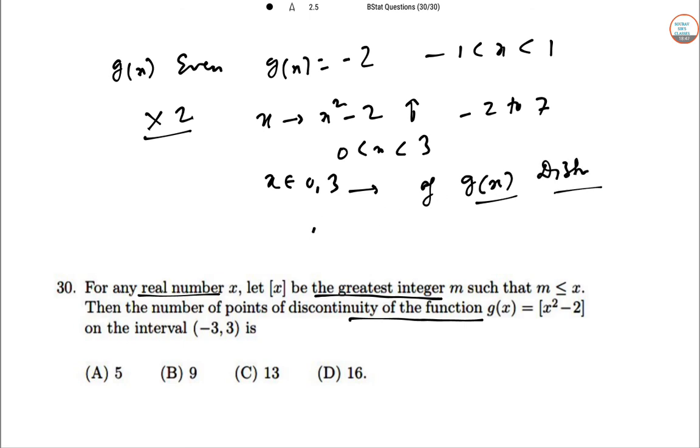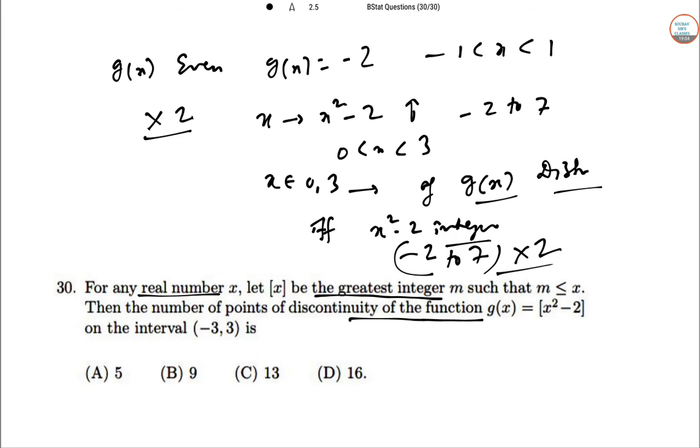This is only possible if and only if x square minus 2 is an integer. So there are 8 integer values from minus 2 to 7. Okay, so the answer is this multiplied by 2, so 8 into 2, 16. That's it. So we managed to finish it up.